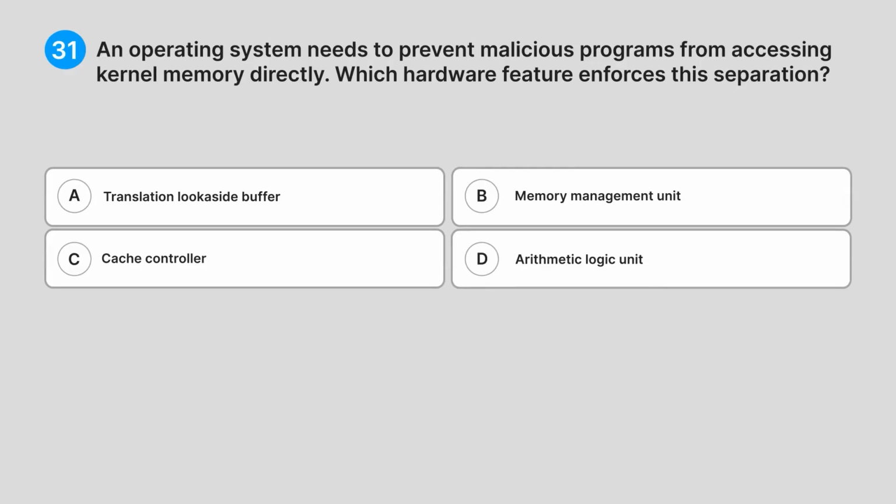31. An operating system needs to prevent malicious programs from accessing kernel memory directly. Which hardware feature enforces this separation? A. Translation look-aside buffer. B. Memory management unit. C. Cache controller. D. Arithmetic logic unit.